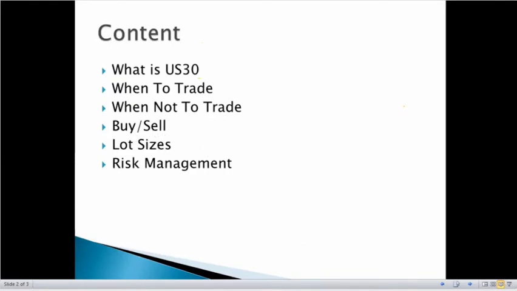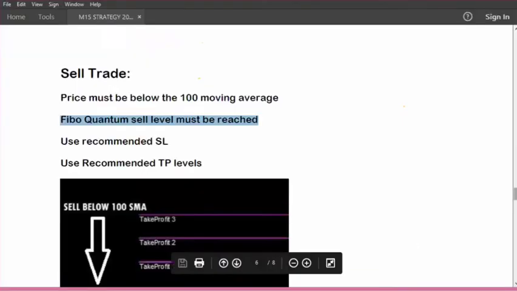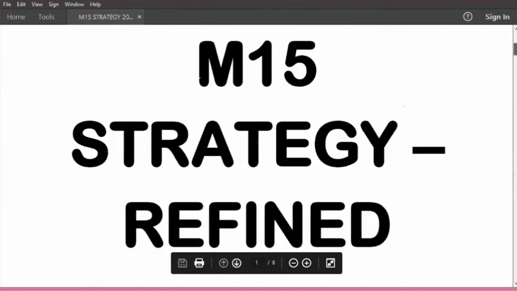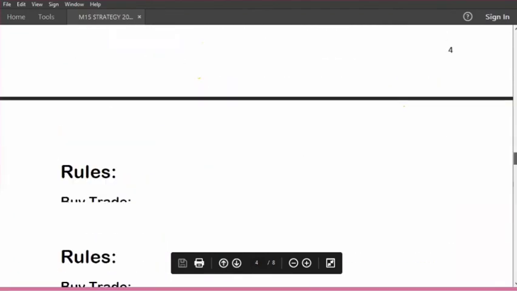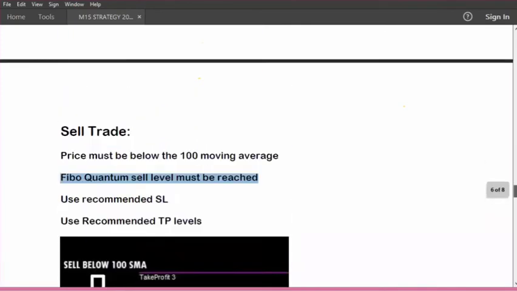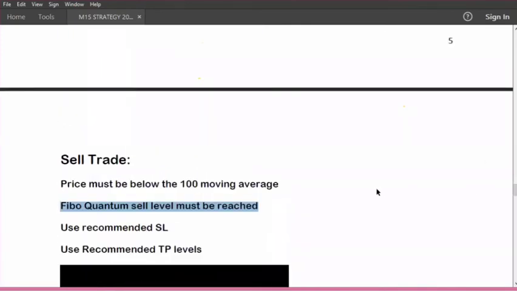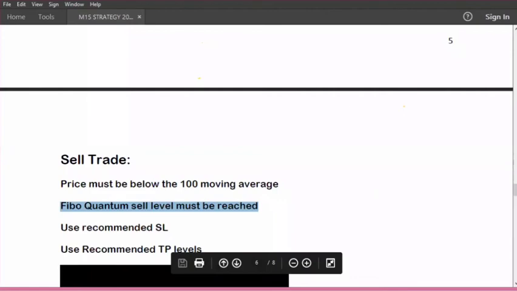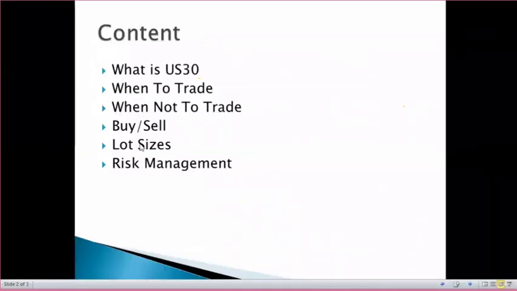And then how do you find buying and selling opportunities? You just apply the 15-minute strategy, like I showed you guys. If you're using it, you stick to the rules to find buy trades, and you stick to the rules to find sell trades. You use the stop losses and the take profits that are given. Just keep it simple, and once you've got your trades, always make sure that you're using the correct lots. This is so important.